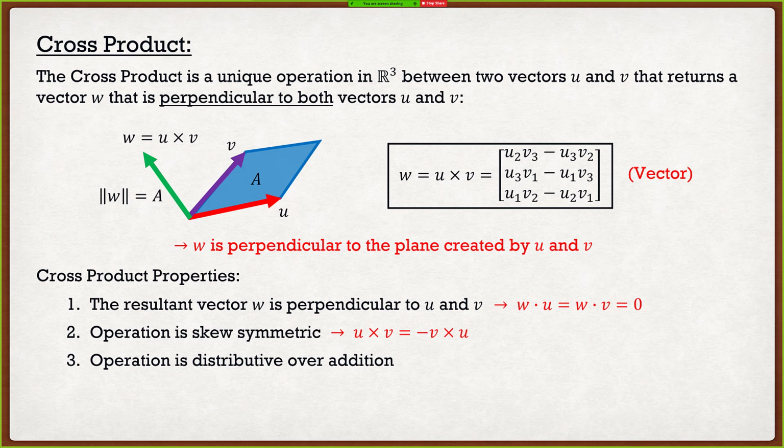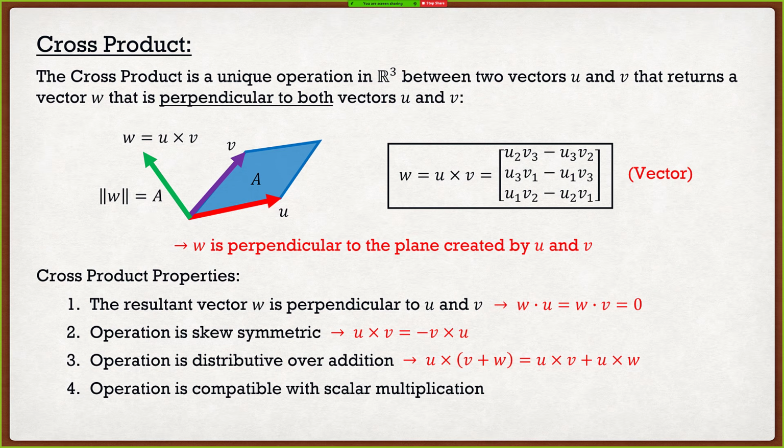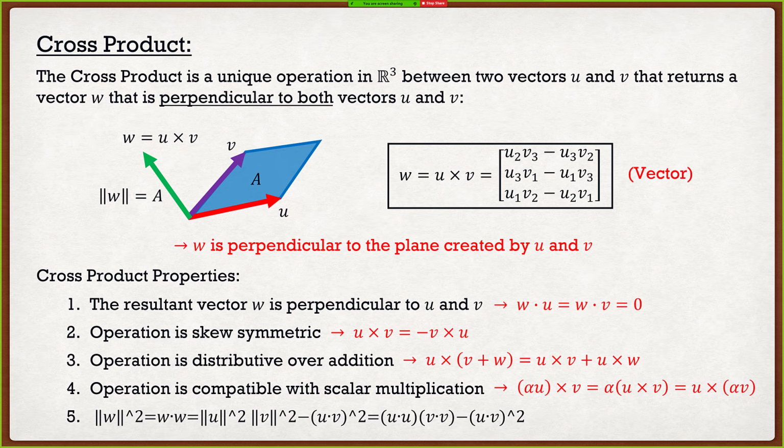Now, another one is the operation is distributive over addition. Therefore, u cross (v plus w) is equal to u cross v plus u cross w. The operation is compatible with scalar multiplication. So (alpha u) cross v is equal to alpha times (u cross v), which is equal to u cross (alpha v). And then finally, we have this big long proof. Just more, again, little fun fact. You guys don't really need to know it that much.